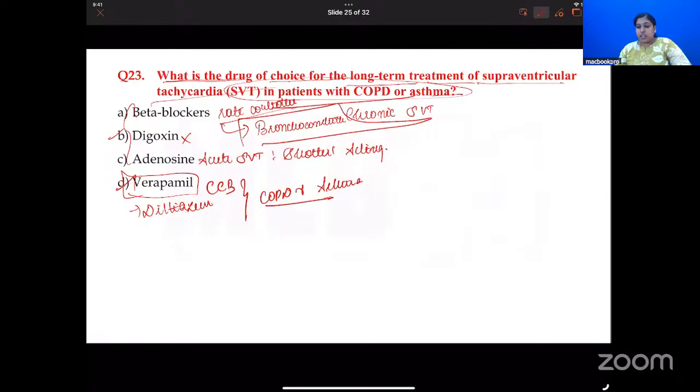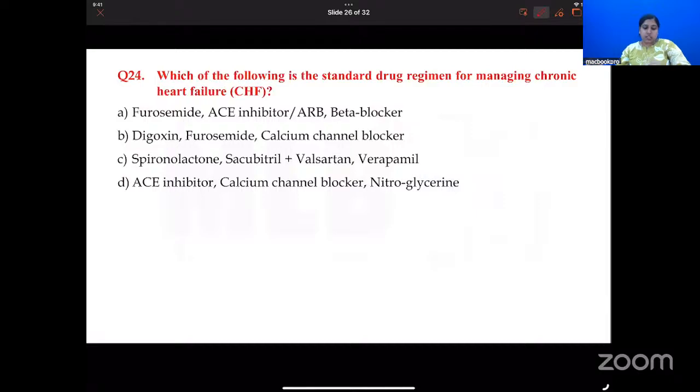In acute attack, adenosine is the important management that you have to remember. So next, which of the following is a standard drug regimen for managing chronic heart failure?